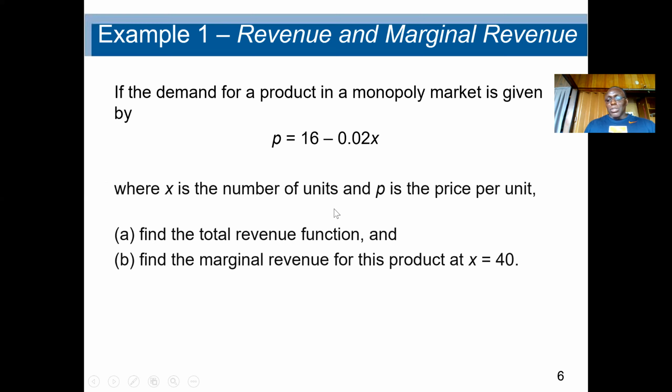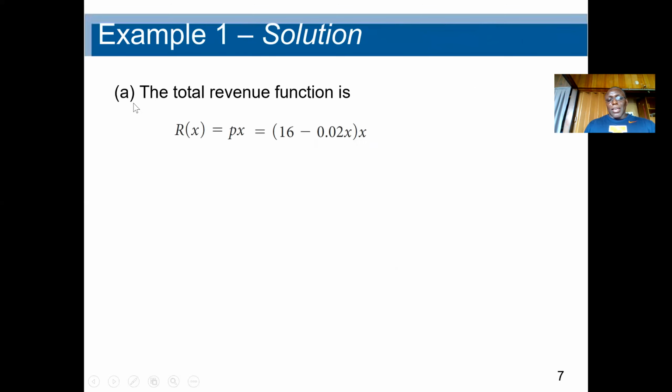Then we take the derivative of the function, and that's for B. Then we find the function value when x equals 40. So for A, the total revenue function is what? R(x) equals P times x, because P is the price, as they said, and x is the number of units. P is given to us to be 16 minus 0.02x. So we multiply by x, the number of units. Our final total revenue function will be 16x minus 0.02x squared. That's for A. Now we go to B.